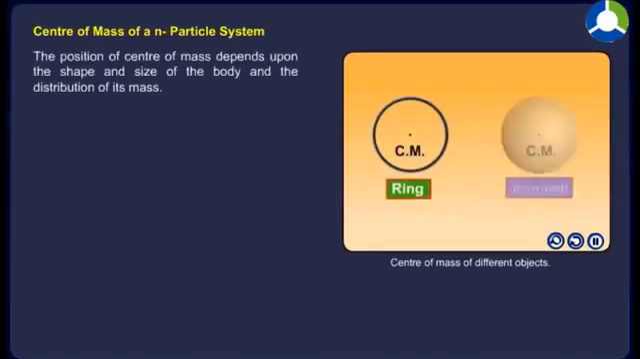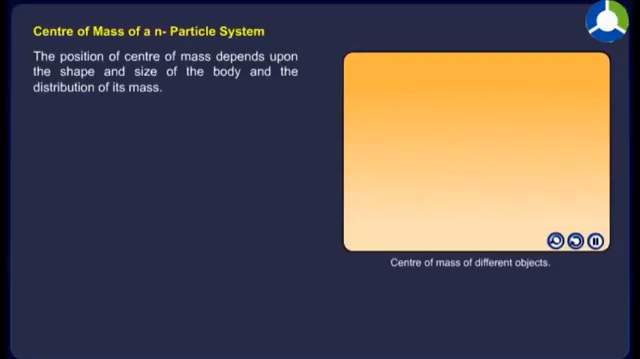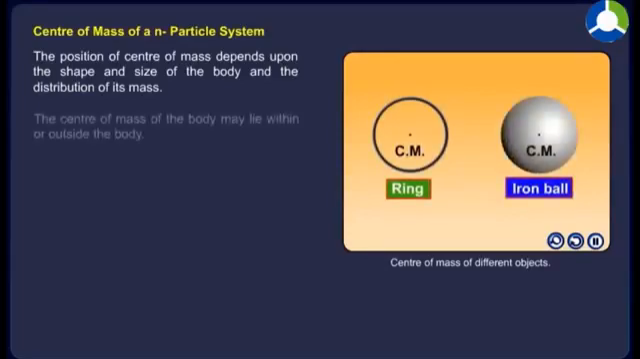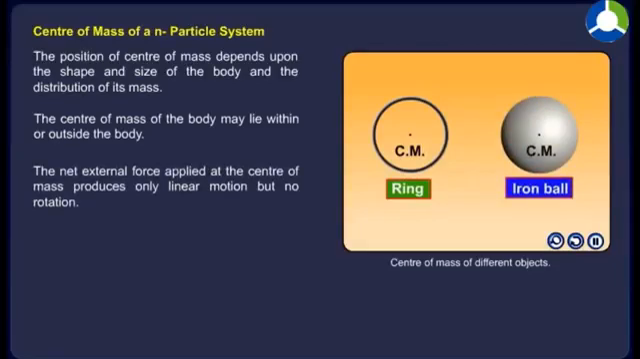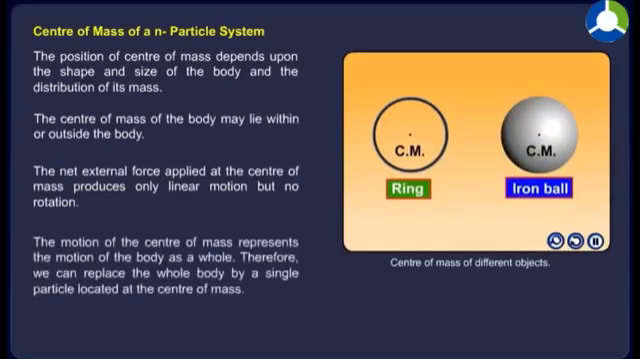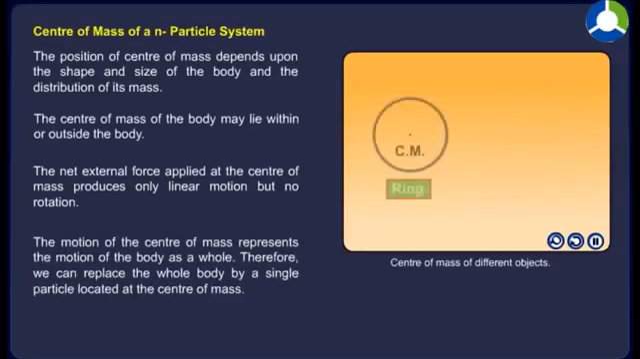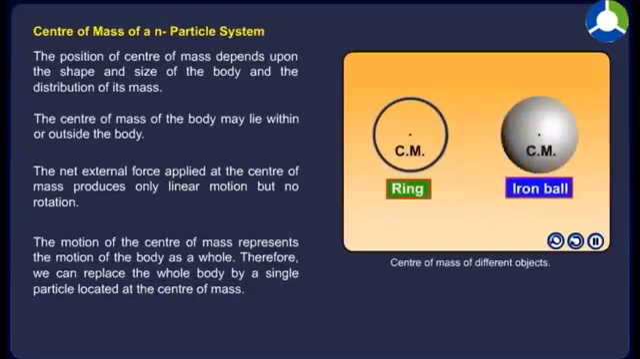The position of the center of mass depends upon the shape and size of the body and the distribution of its mass. The center of mass of a body may lie within or outside the body. The net external force applied at the center of mass produces only linear motion but no rotation. The motion of the center of mass represents the motion of the body as a whole. Therefore, we can replace the whole body by a single particle located at the center of mass.